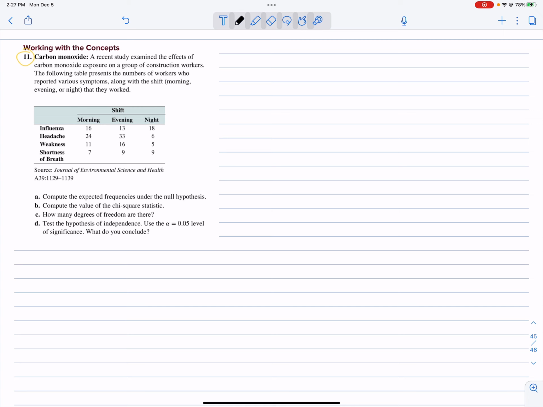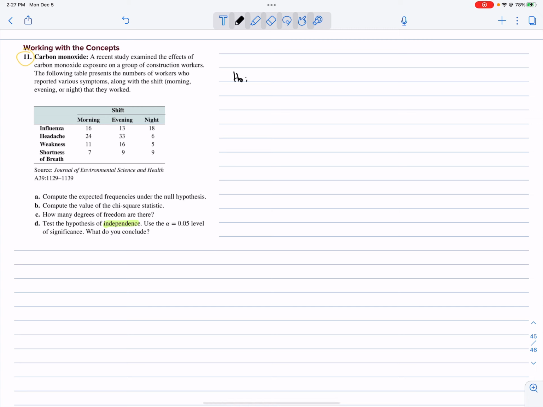So the question asks us A, B, C, D. If you do D, that means you already involved the A, B, C. So I will just do part D and I will explain the A, B, C. Okay, so for this problem, we want to check the hypothesis testing for independence. So that is the keyword.